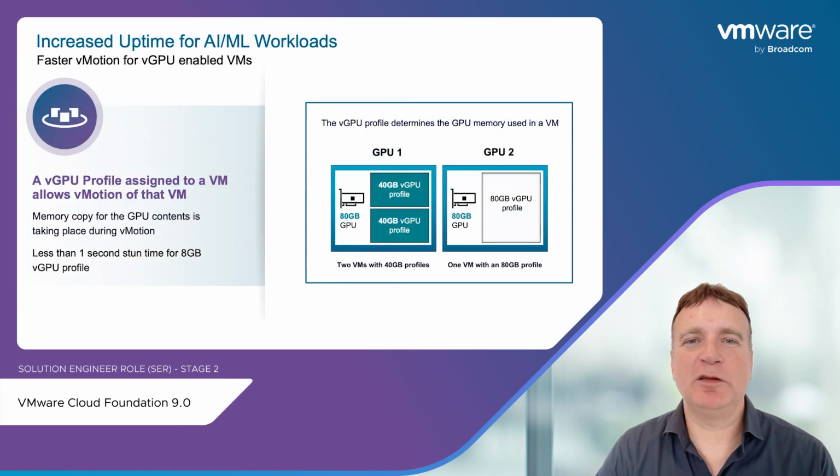vSphere 9 also introduces vMotion precopy, which is a technique used to transfer VM memory to another host with minimal downtime. It copies both cold and hot memory in multiple passes while the VM is still running. This eliminates the need to checkpoint and transfer all memory during downtime. And this can be particularly useful for AI workloads and can deliver a reduction of 3x in terms of vMotion time.